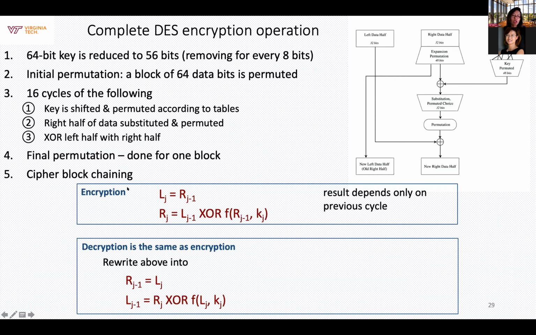For decryption, you can rewrite the above, symbolizing how you decrypt. When you decrypt, the operation is exactly the same, and you just decrypt backward. You start with the last cycle, then decrypt the 15th cycle, the 14th cycle, and eventually you obtain the original plaintext. You can verify that you get the same thing.